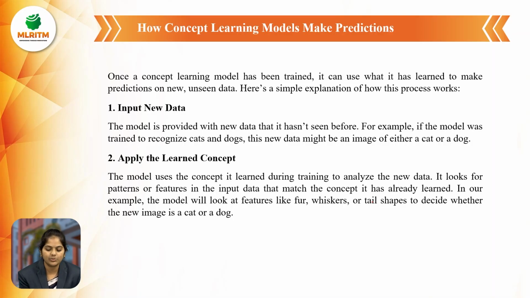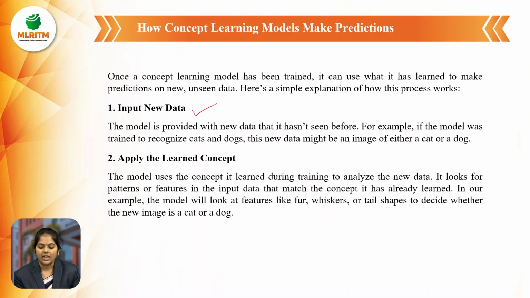Here is some explanation of the working procedure. The first one is input new data. The model is provided with new data that it has not seen before. For example, if the model was trained to recognize cats and dogs, this new data might be an image of either a cat or a dog.